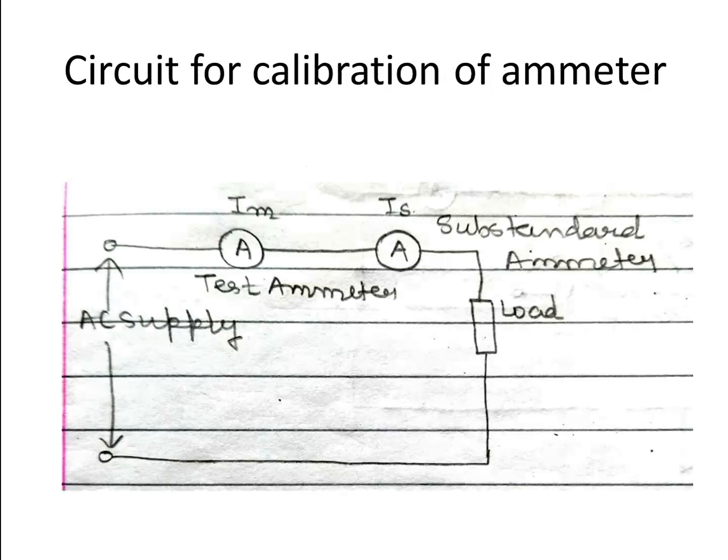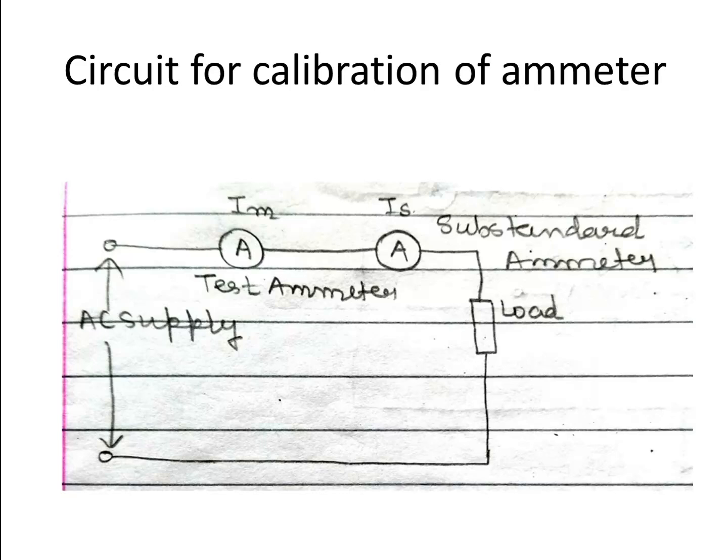Now let's start with calibration of ammeter. As you see in the circuit, there are two ammeters which are connected in series with the load. Now this load is a variable load because we need to take minimum 5 readings of the test ammeter as well as the substandard ammeter. The first ammeter is the test ammeter, which means the ammeter which needs calibration. The second ammeter is the substandard ammeter or reference ammeter or standard ammeter, which is used for calibration of the test ammeter.